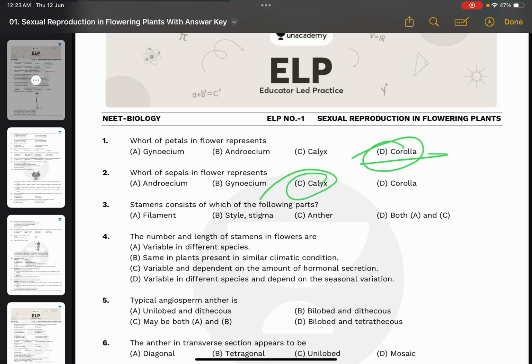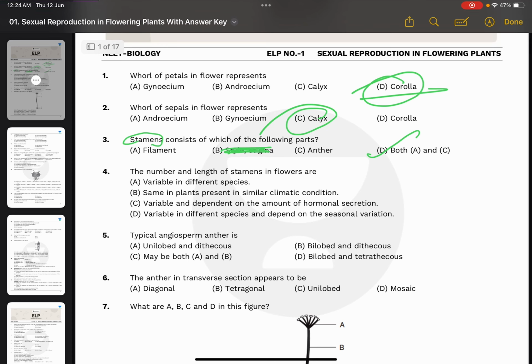Stamen consists of which of the following parts? Style, stigma, no. Anther, filament, both A and C. Number and length of stamen in flower are.